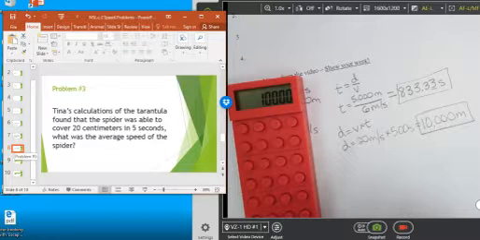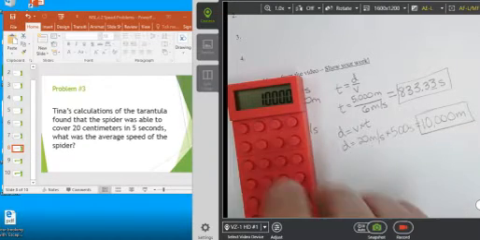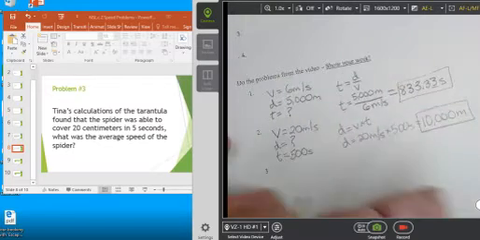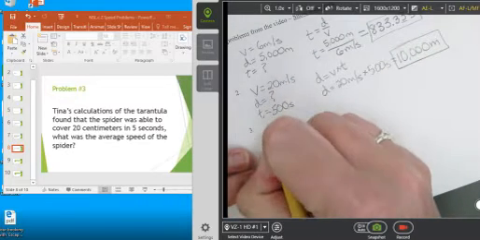Like, let's look at question number 3. Tina's calculations of the tarantula. This might sound familiar. We did this problem before.